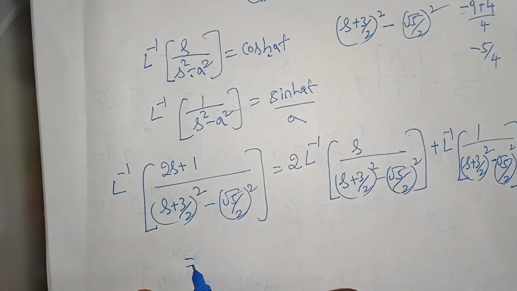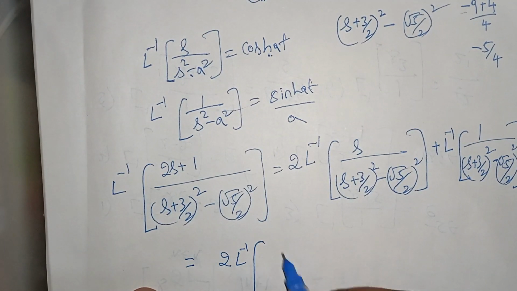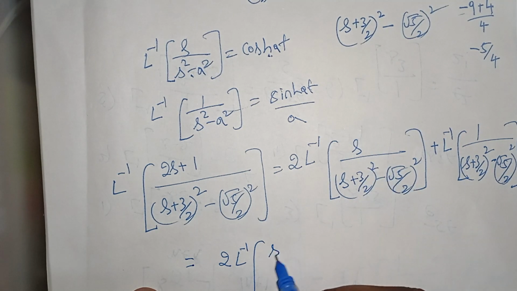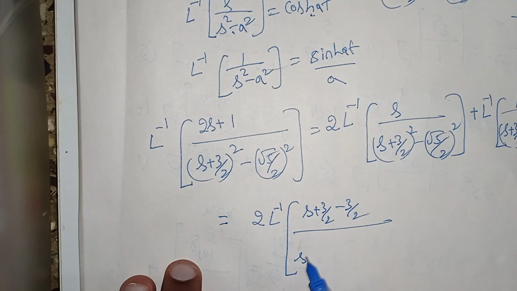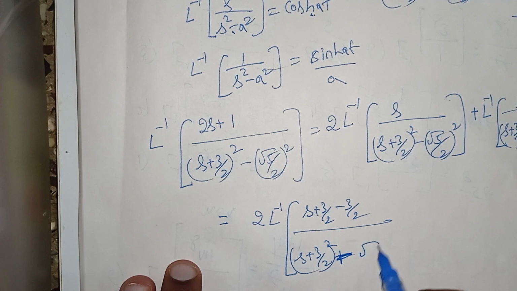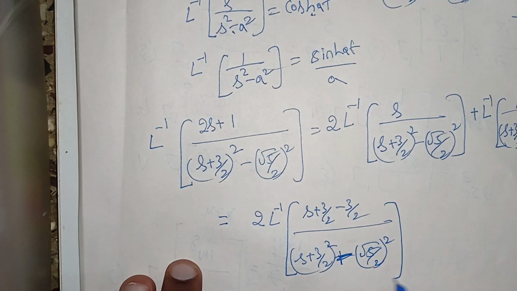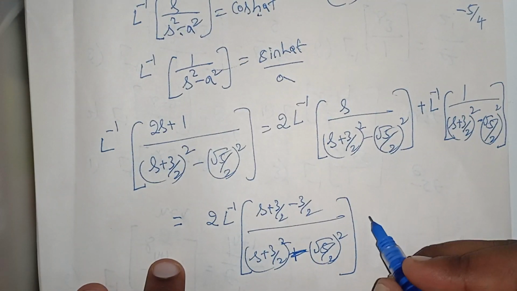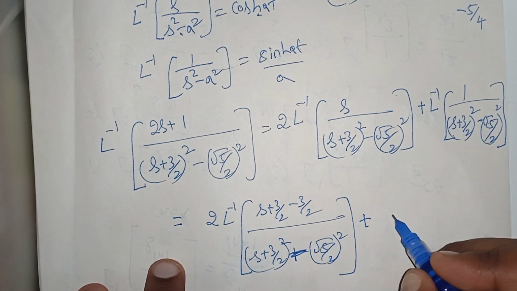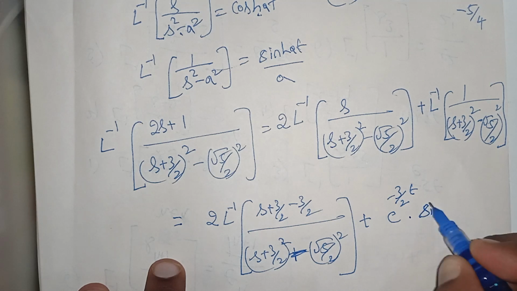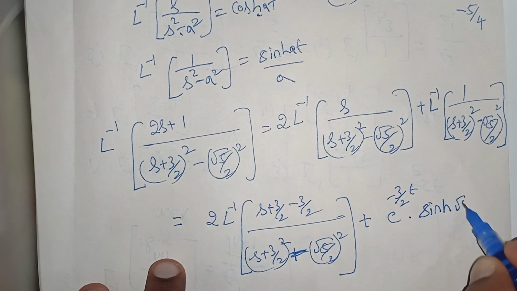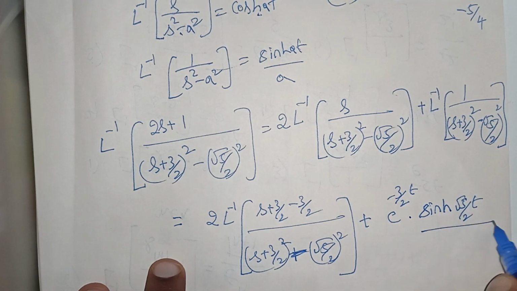So I'm continuing. 2 into L inverse of, I should get 3 by 2, so I will add and subtract 3 by 2. S plus 3 by 2 whole square minus root 5 by 2 whole square. And another term is, this is nothing but e to the power of minus 3 by 2 t into sin h root 5 by 2 t by root 5 by 2.